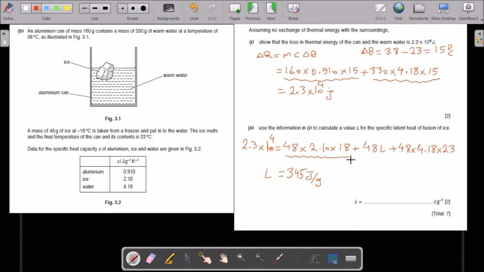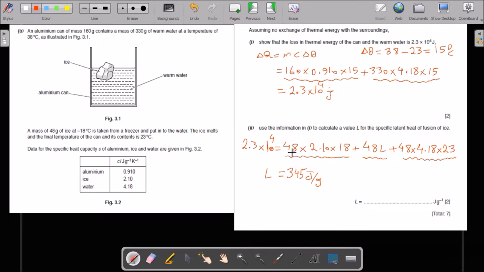Convert to ice of 0 degrees Celsius. After that, melting happens, so you should use latent heat of fusion. And after that, ice changes to water. That's why you should use C of water for the third part.